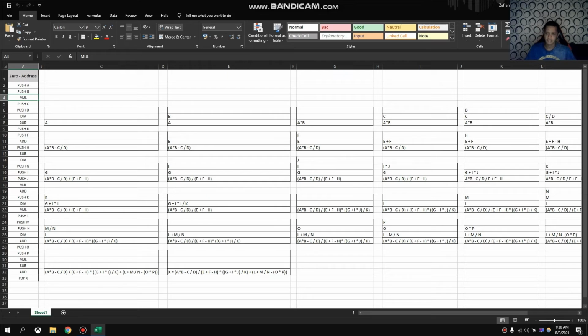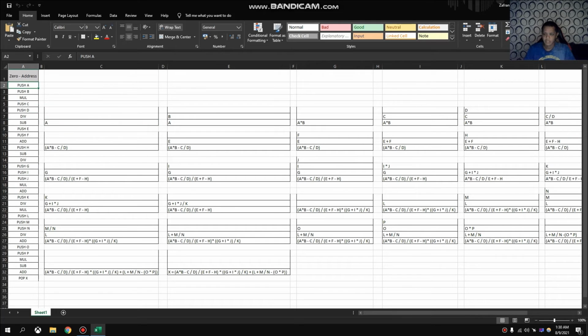Hello guys, my name is Muhammad Zafran Najib and today I'm going to show you how to do the stack diagram. So the steps are actually very simple. As you can see here, it looks kind of complicated, but it's actually not. I'm going to begin with the first step. First we have zero address. We're going to convert the zero address and put them in this diagram.